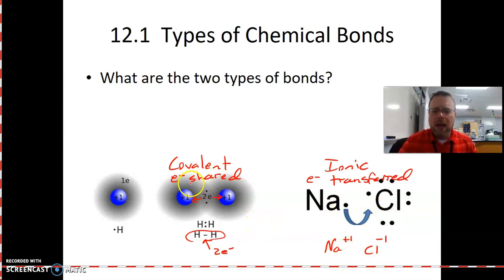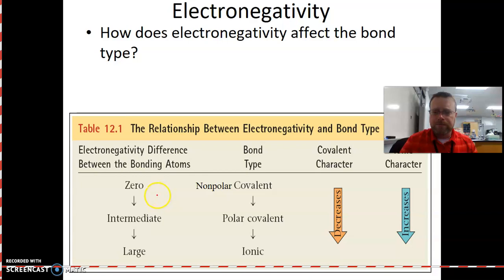Okay, so when is sharing going to happen versus when is electron transferring going to happen? Well, that basically depends on how much the two atoms can pull on electrons. And if you remember back from the last unit, how well atoms pull on electrons is something called electronegativity. Remember, this is how well atoms pull electrons.